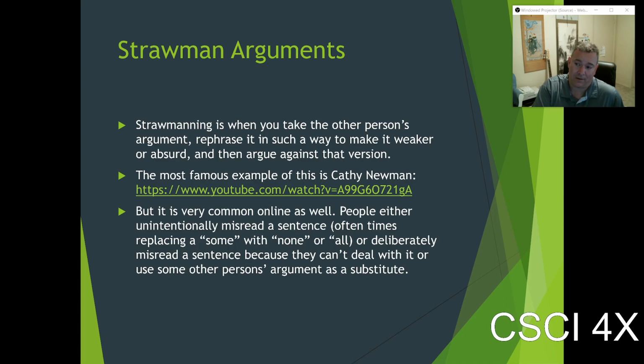Very common in online situations. If you're arguing with somebody online, you're probably going to see a strawman argument. And the most common source of strawman comes from discarding qualifiers. Qualifiers are things like some, none, all, often, usually, maybe, rarely, occasionally, very, things like that. They set the percentage that we're talking about, right?